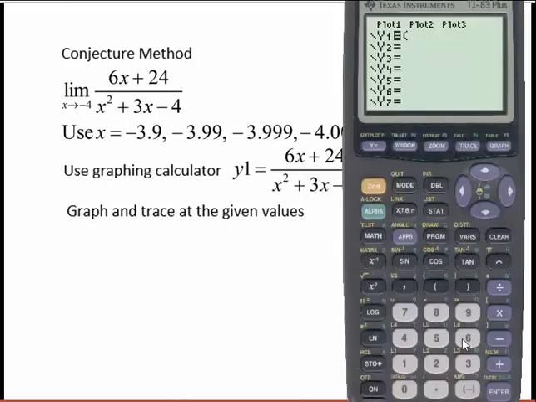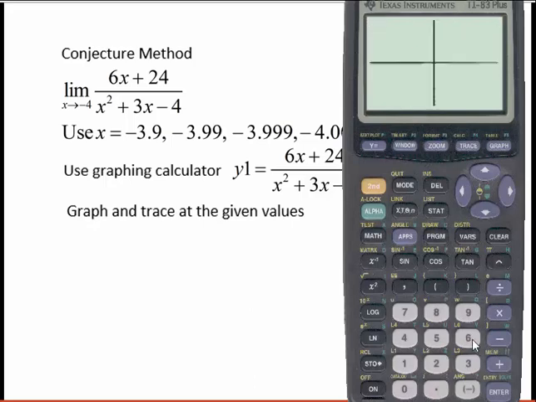We write our function 6x plus 24 and then we divide it by x squared plus 3x minus. We may use our normal window. So go to Zoom 6. So we have got our graph.